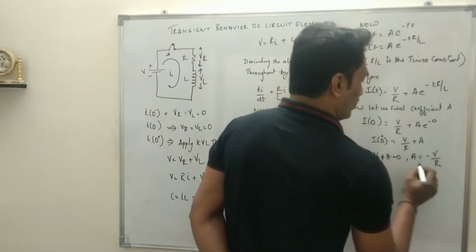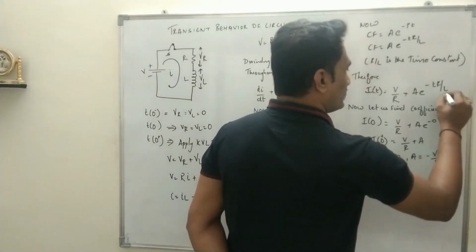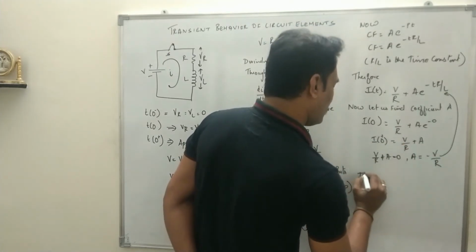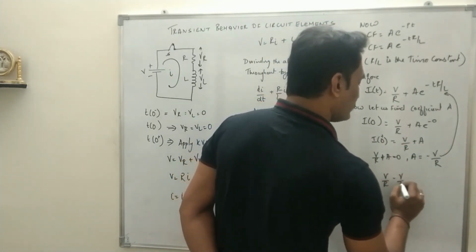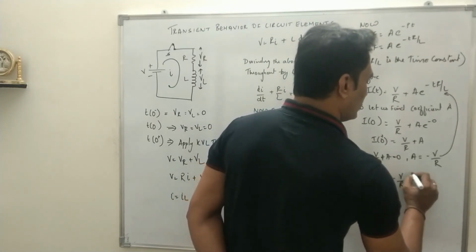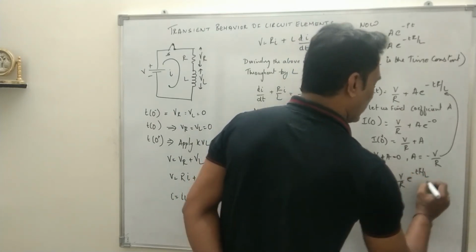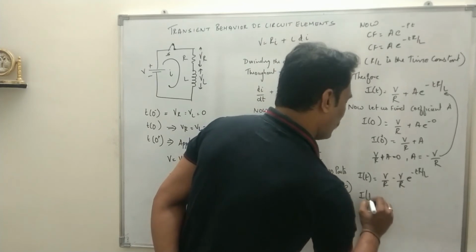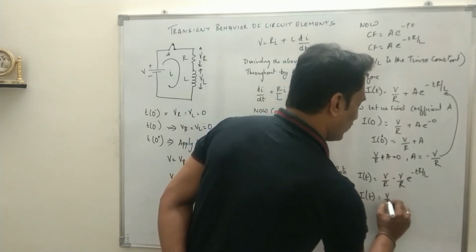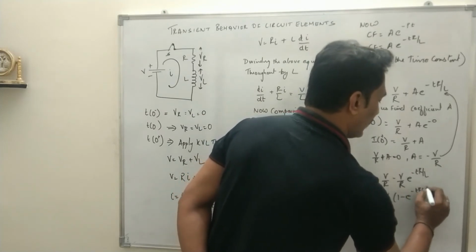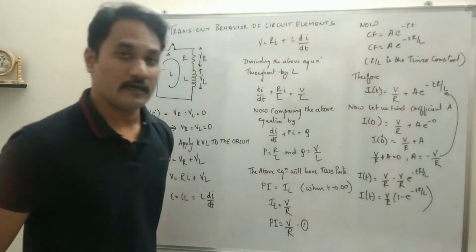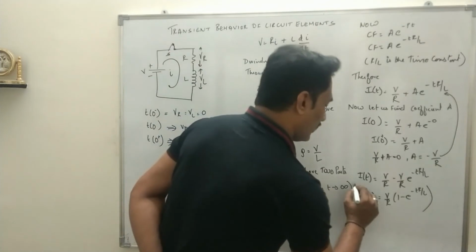And substituting this value in this equation, what you get is i(t) equals V upon R minus V upon R e raised to power minus t R by L. So i(t) equals V upon R into 1 minus e raised to power minus t R by L. Okay, so this is the equation which we got.